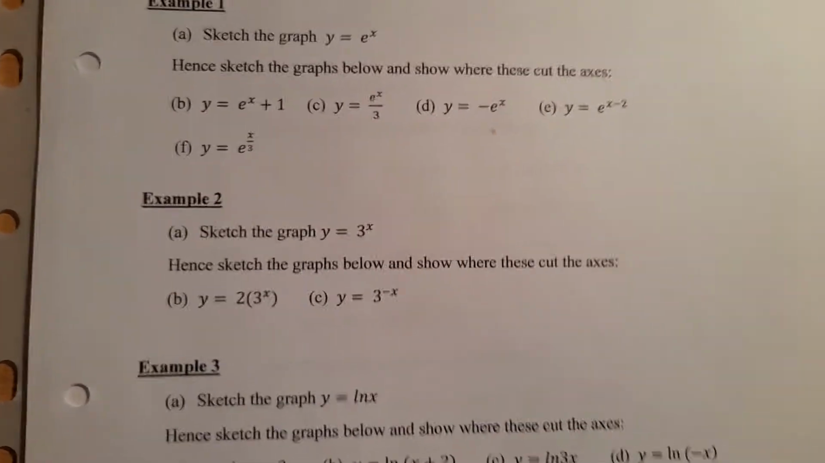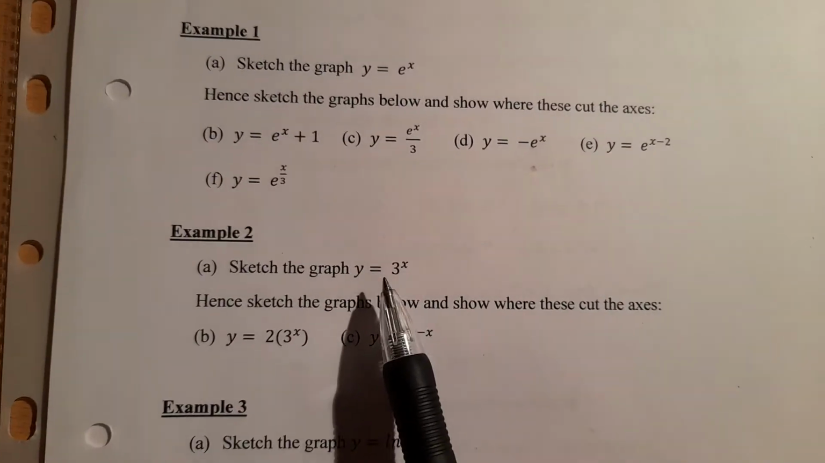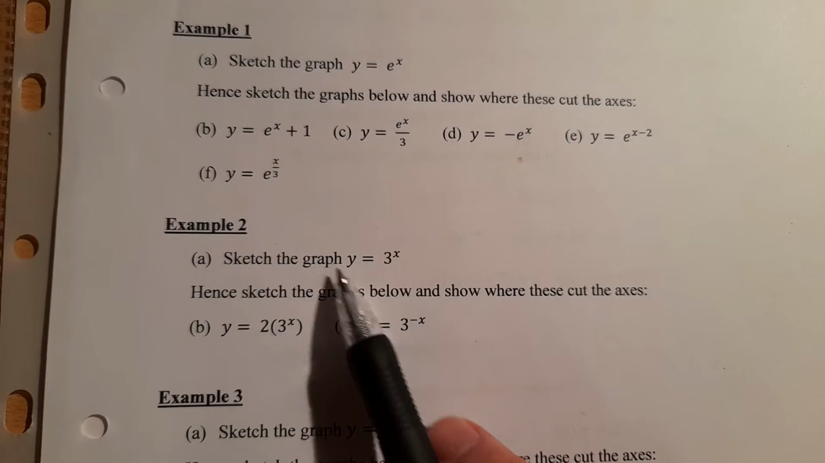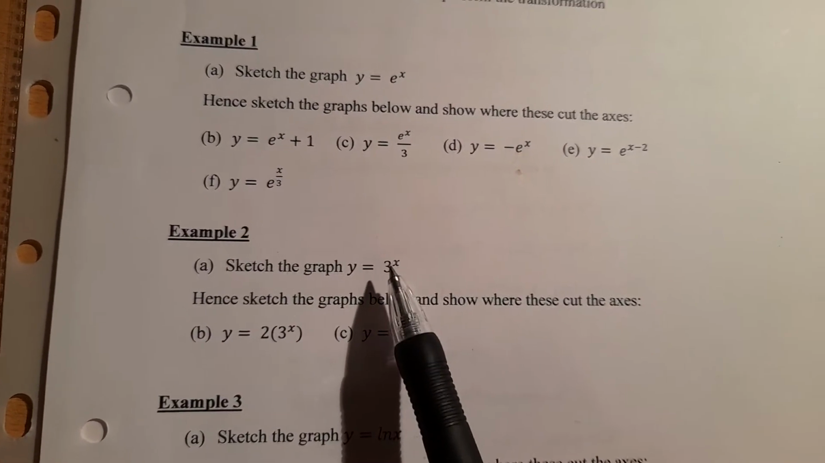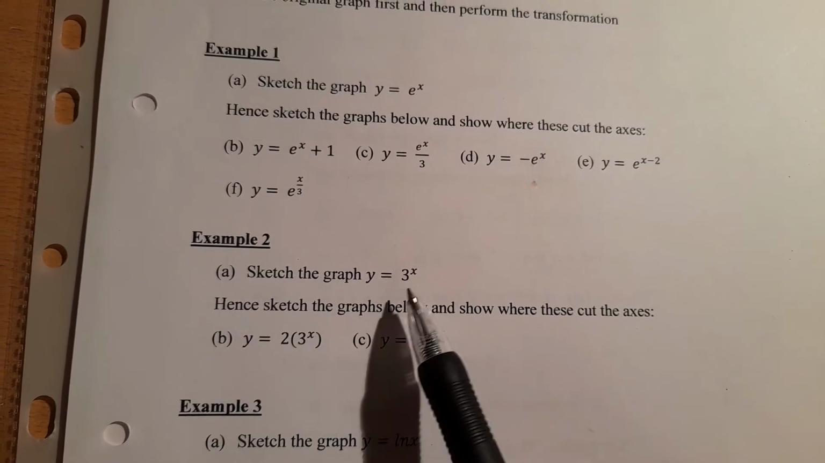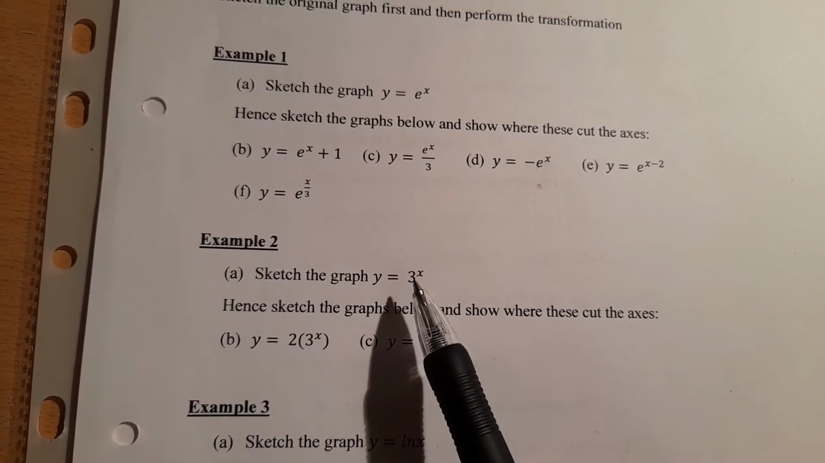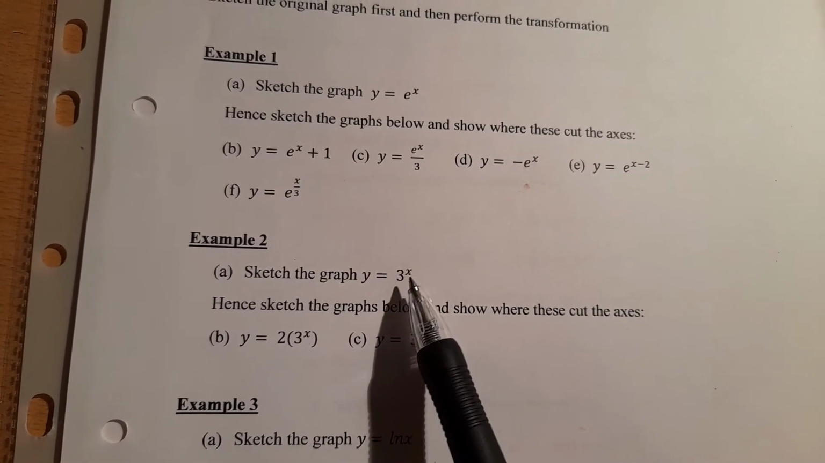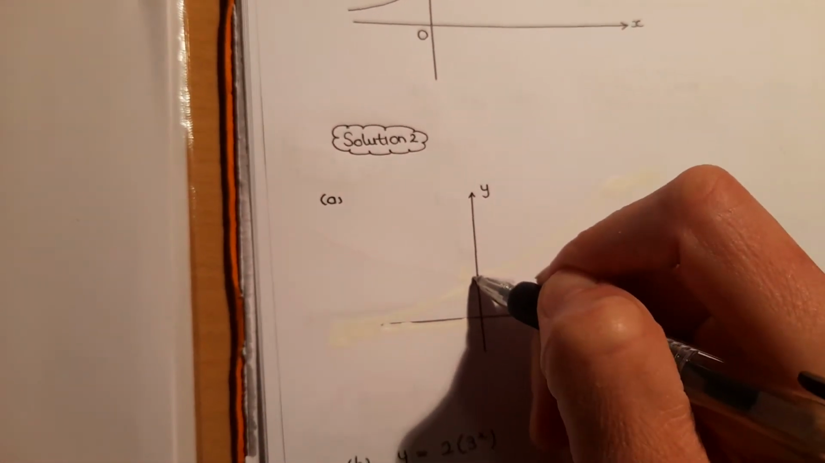Okay, example 2 then. In example 2, we're asked to sketch the index graph y equals 3 to the power of x. So again, your mind should be thinking about what is the shape of any basic index graph where the base is a, and a is obviously bigger than 1. Well, again, all of these graphs cut the y-axis at 1, so mark it.